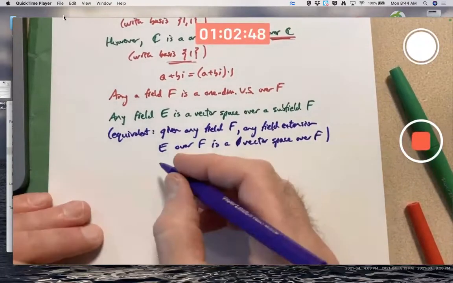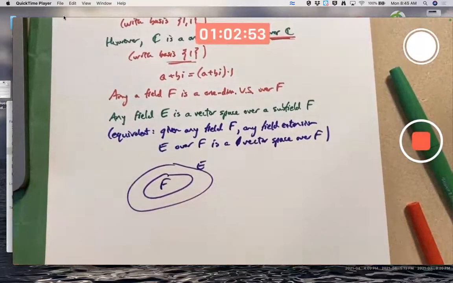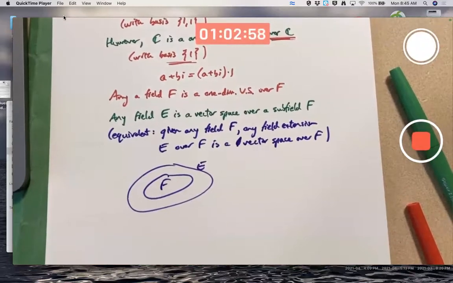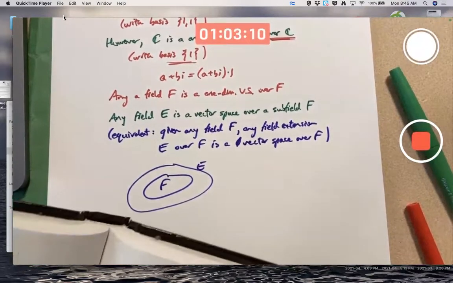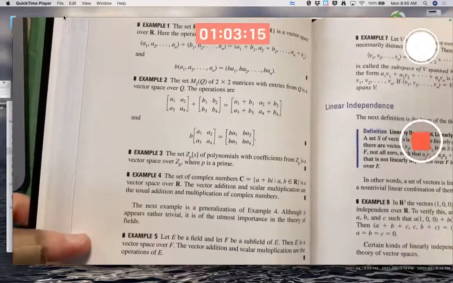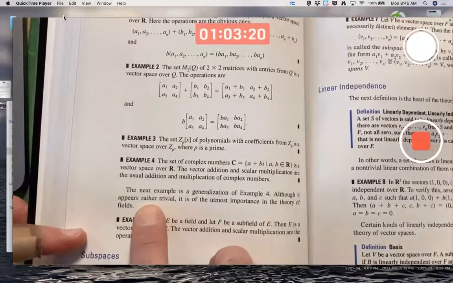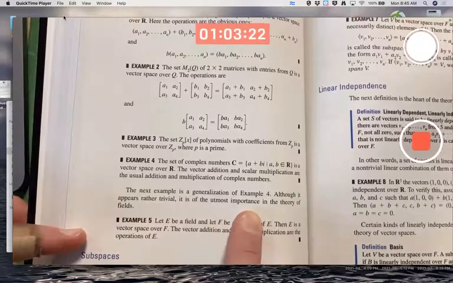E is the bigger field. You can maybe picture it like this. Here's F. E is the bigger one. E is a field extension of F. Notice I did not say what the dimension is, because the dimension depends on the example. This example is emphasized in chapter 19. It's example 5. They say, although it appears rather trivial, it is of utmost importance.